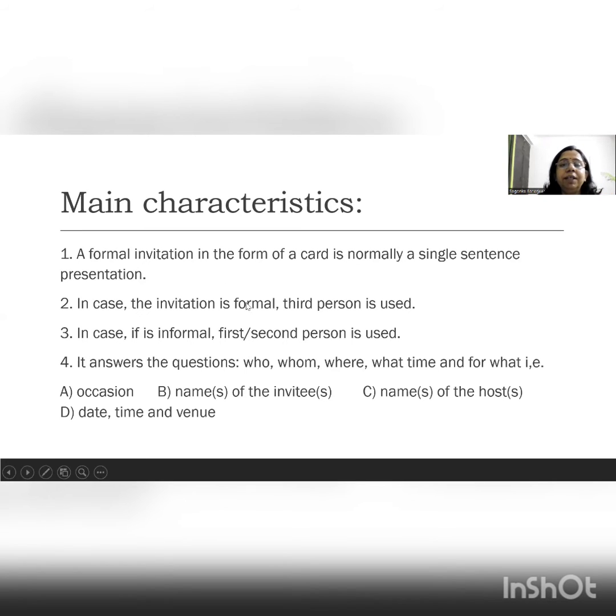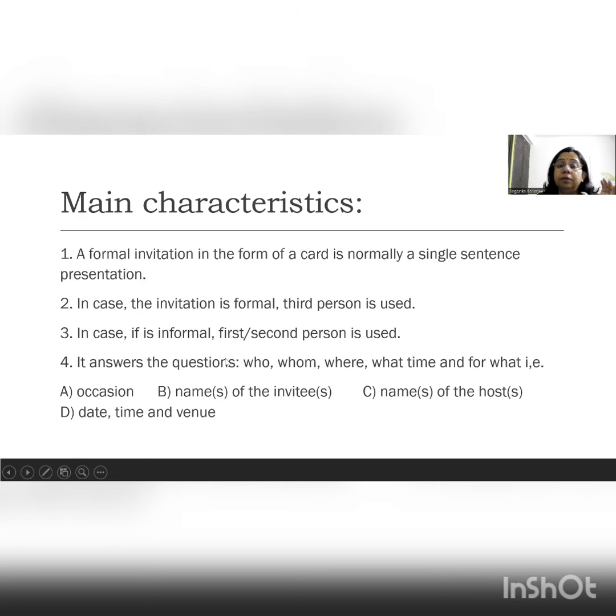So in case the invitation is formal, the third person is used. Like, we will not use I or we or you. Third person will be used. In case it is informal, first or second person is used. So it answers the questions.